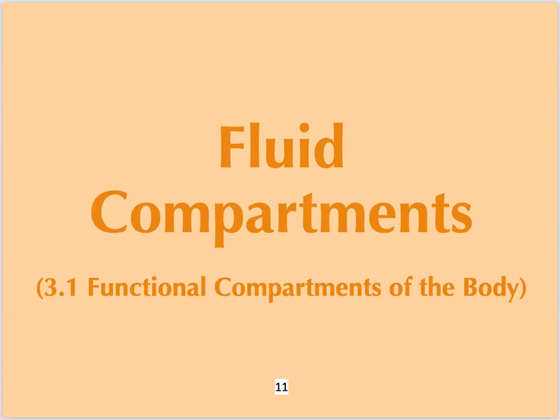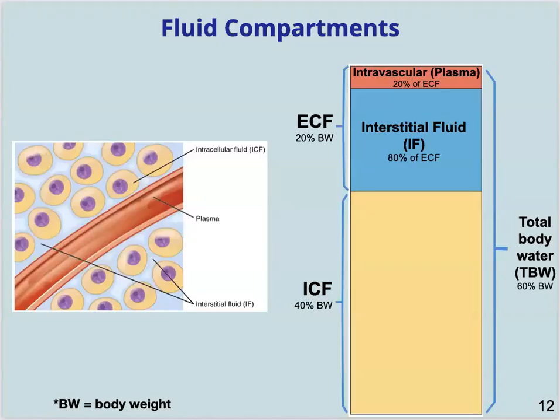Let's talk about the fluid compartments of our body. The amount of water in your body takes up around 60% of your body's weight. In other words, 60% of your body weight comes from water. If we take a look at the different compartments in our body where the water exists, we can divide it into intracellular fluid and extracellular fluid.